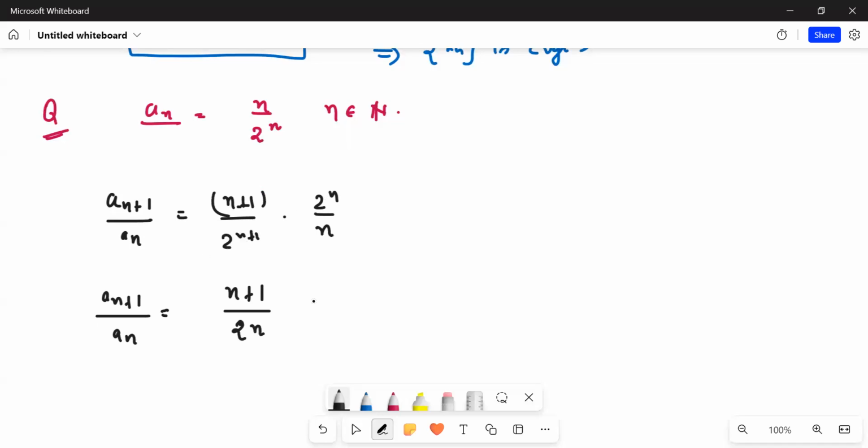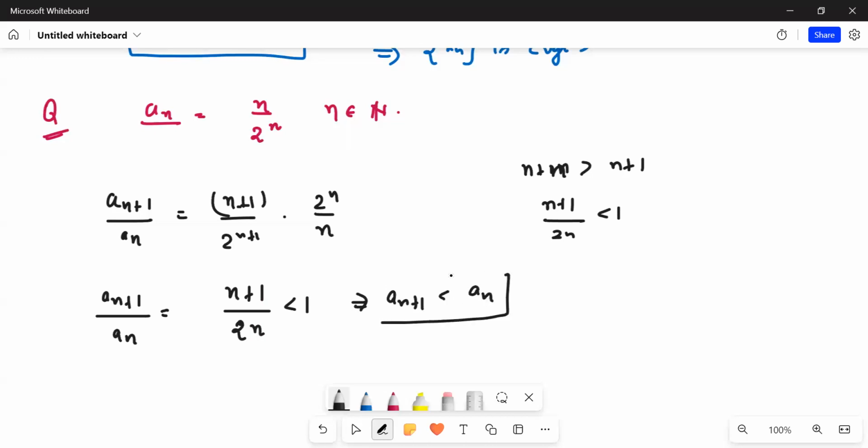This 2 raised to power n gets cancelled. 2 remains, n is already there. So clearly, I know that n plus n in any case would be greater than n plus 1. So I can write that (n plus 1) upon 2n would be less than 1. Is that clear? So in any case, this is less than 1. It implies that a(n plus 1) would be less than a(n). So your sequence is decreasing.